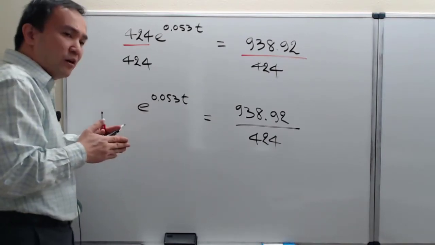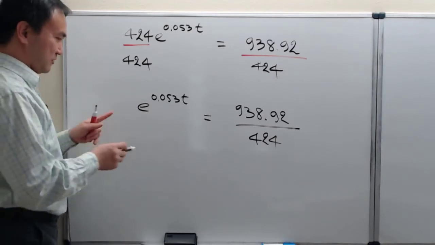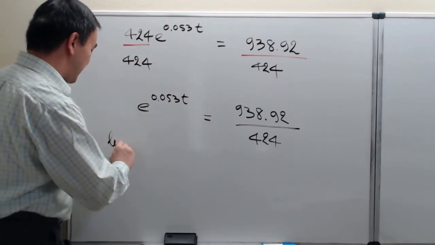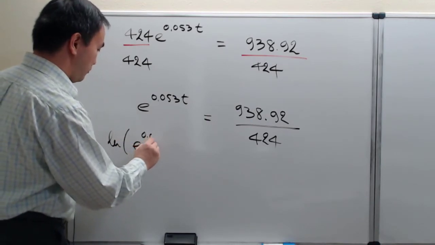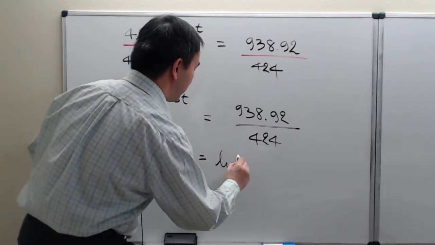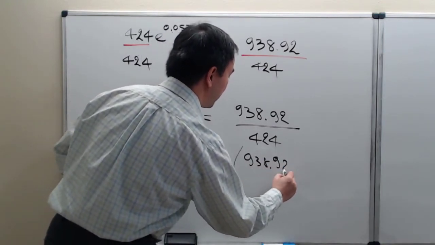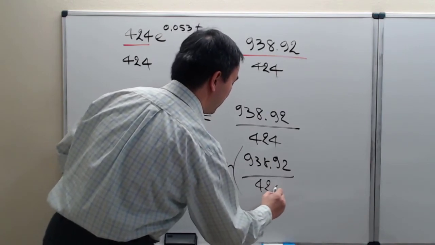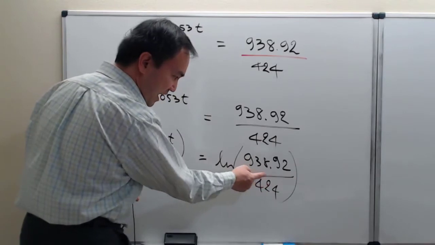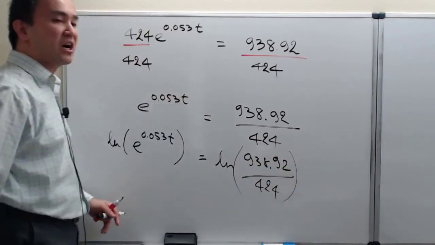Even though you can go with log base 10, it's more like an algebraic understanding. So I'm going with natural log. Taking natural log of both sides, e to the 0.053t is equal to natural log of 938.92 over 424. If anyone is attempting this calculation, you can see that we have to get the quotient inside first, then we apply the natural log on top of that.